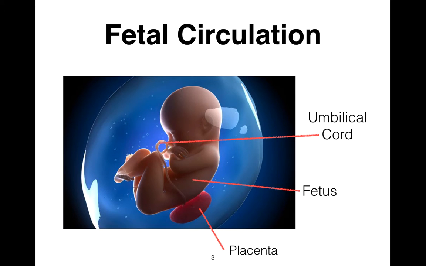Fetal circulation. Here's a diagram, just a little bit of vocabulary. You can see the umbilical cord. The fetus is just another word for a tiny human inside another human. And then the placenta is an organ that sort of attaches the fetus to its mother and has specific functions as well that we're going to learn about.